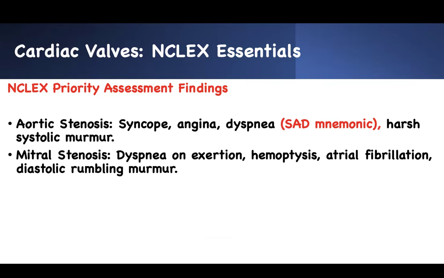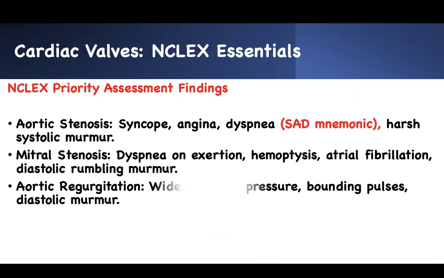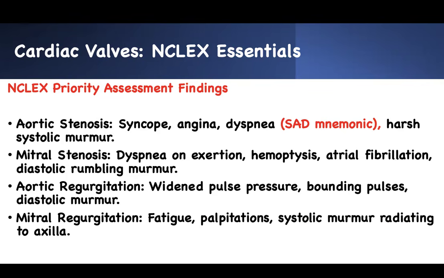For mitral stenosis, blood is going to back up into the lung. So you have dyspnea on exertion, blood in your cough because your lung may have pulmonary edema. The atrium will be fibrillating and it causes a diastolic murmur. For aortic regurgitation, because of the blood going back and forth, you can have wide pulse pressure, bounding pulses, and a diastolic murmur. Then in mitral valve regurgitation, it's back and forth into the lung and the left ventricle. So you can have fatigue, palpitations, and a systolic murmur radiating to the axilla.